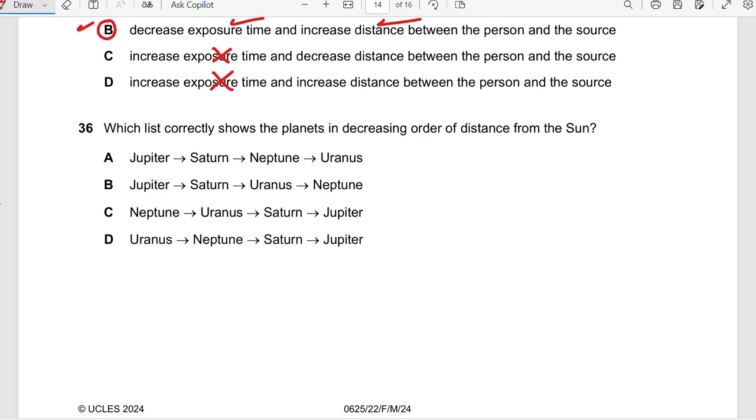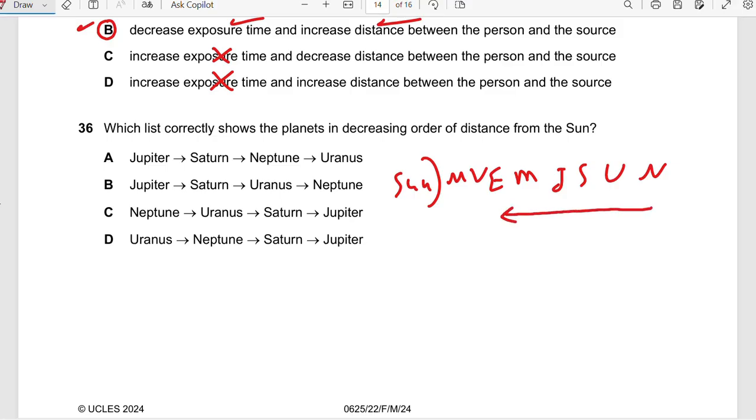Okay, let's remember, all of us, this is the sun. We have Mercury, Venus, Earth, Mars, Jupiter, Saturn, Uranus, and Neptune, right? They want decreasing distance coming here, decreasing distance. So it's going to be Neptune. We should start with Neptune.